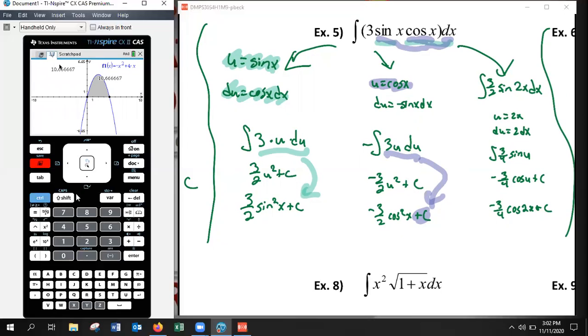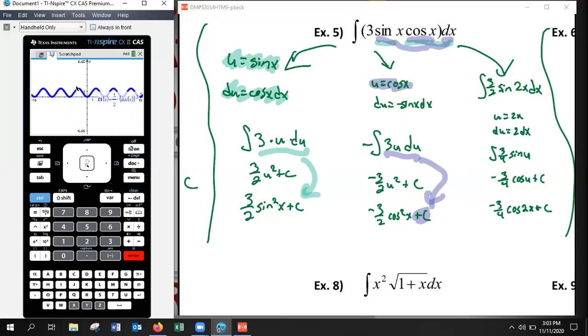So once I started having a messy amount of mess on my document, I hit Doc B. Doc B clears my scratch pad. So let's graph this. What is 3 halves, and I have to put sine of x in parentheses. So sine x squared. What does 3 halves sine squared look like? It looks like that function, which hopefully everybody expected.